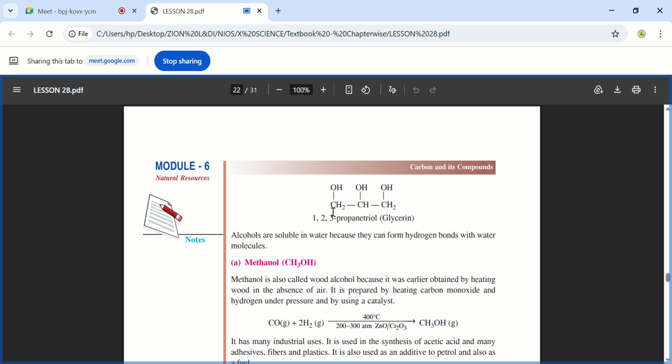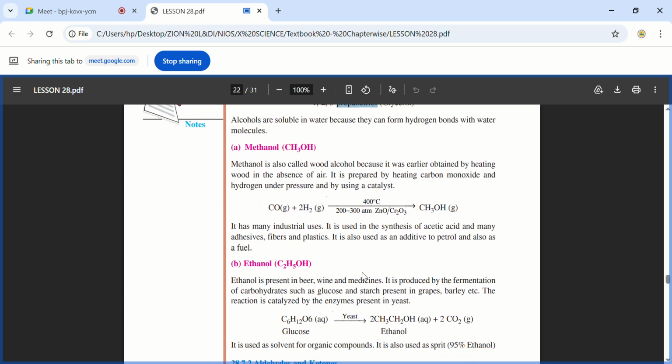Ma'am, can you repeat what glycerin is? See, we have 3 carbons in the linear chain, so it is propane. And OH, that is the hydroxyl group, is attached to all the 3 carbons, so it is written 1,2,3-propane. Tri means 3, triol. And glycerin is the commercial name of 1,2,3-propanetriol. So glycerin is used in facials and for making artificial tears. Okay. Now next one.